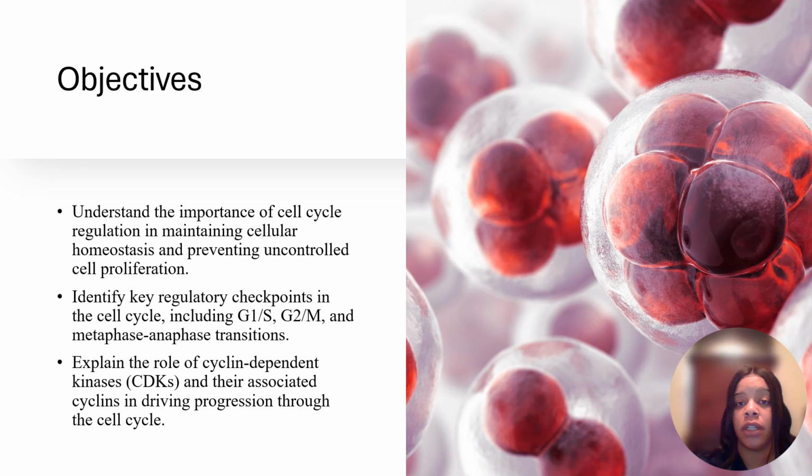So, before we begin, I would like to discuss the objectives of this presentation today. Understand the importance of cell cycle regulation in maintaining cellular homeostasis and preventing uncontrolled cell proliferation. Identify key regulatory checkpoints in the cell cycle, including G1/S, G2/M, and metaphase-anaphase transitions. Explain the role of cyclin-dependent kinases, or CDKs, and their associated cyclins in driving progression through the cell cycle.